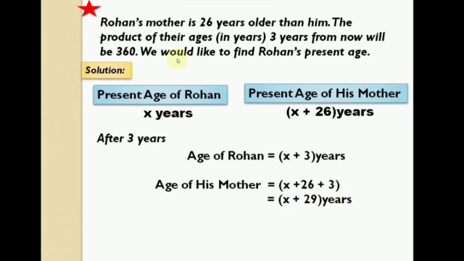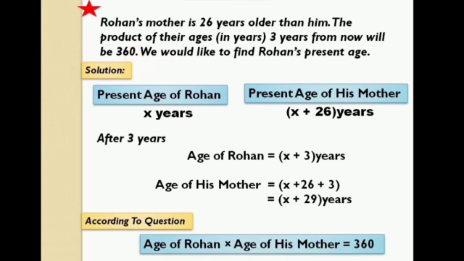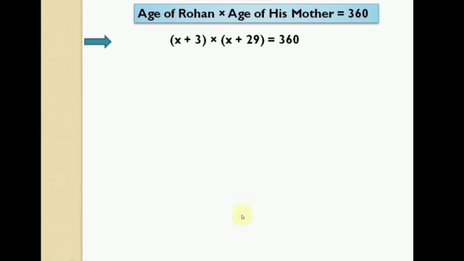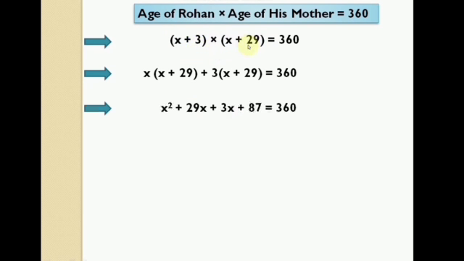And it is given in the question that the product of their ages is 360. So according to the question, age of Rohan into age of his mother equals 360. So x plus 3 into x plus 29 equals 360. Now we will open the bracket. First we will multiply this x by x plus 29, then we will multiply this 3 with x plus 29, and we will get x square plus 29x plus 3x plus 87 equals 360. Simplify this equation, student: 29x plus 3x, we will get 32x, so x square plus 32x plus 87 equals 360.